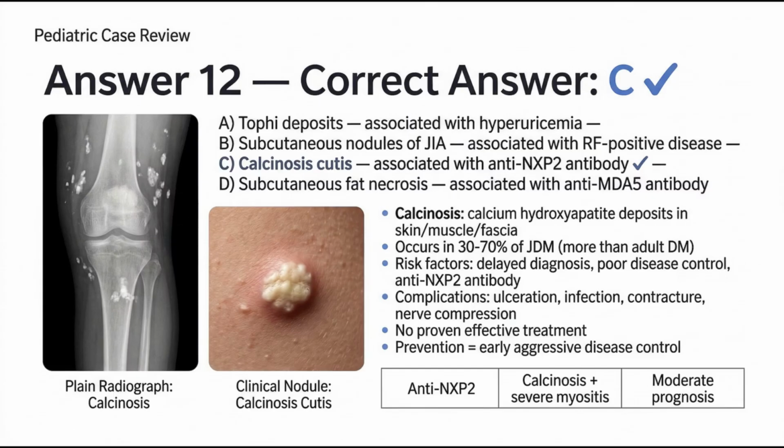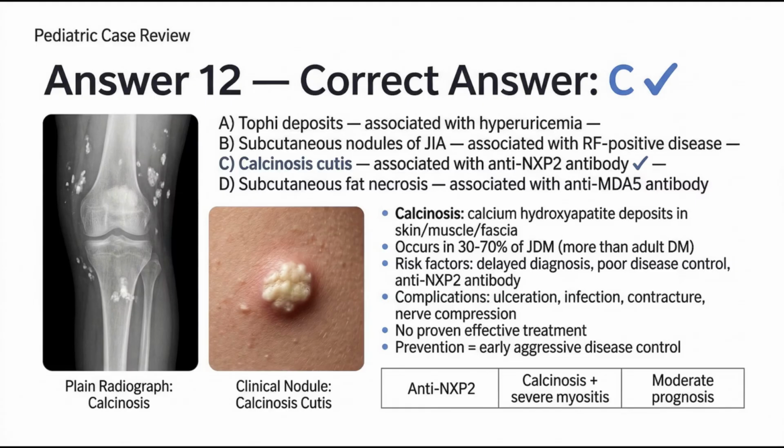Calcinosis cutis is a debilitating complication of juvenile dermatomyositis, occurring in 30 to 70% of cases, which is significantly more common than in adult dermatomyositis. It represents calcium hydroxyapatite deposits in the skin, muscle, and fascia. The anti-NXP2 antibody is the myositis-specific antibody most strongly associated with severe calcinosis and severe muscle disease.